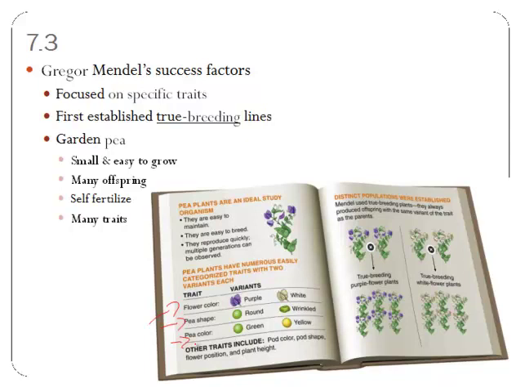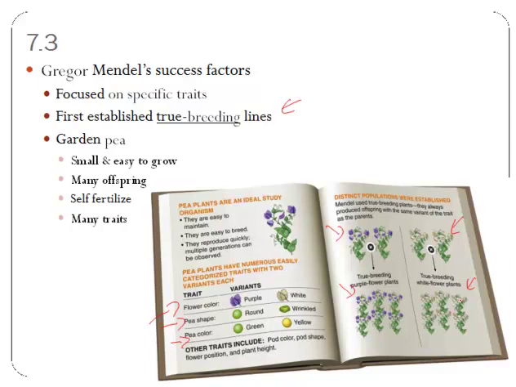He also first established what's called true breeding lines. And true breeding means that if you have purple parents and you cross them, they always give purple offspring. Or if you have white parents and you cross them, they always give white offspring. So he would allow his peas to self-fertilize for several years until he got these true breeding lines for all of his characteristics. He chose the garden pea for several reasons.